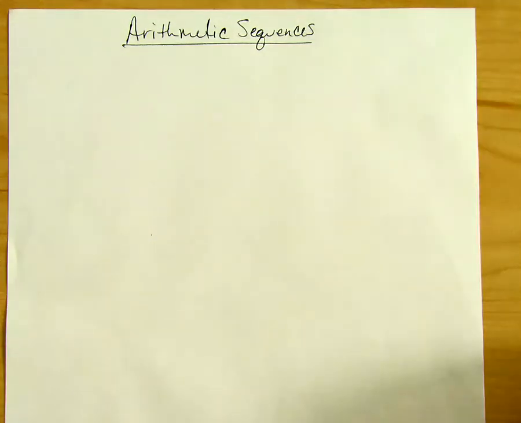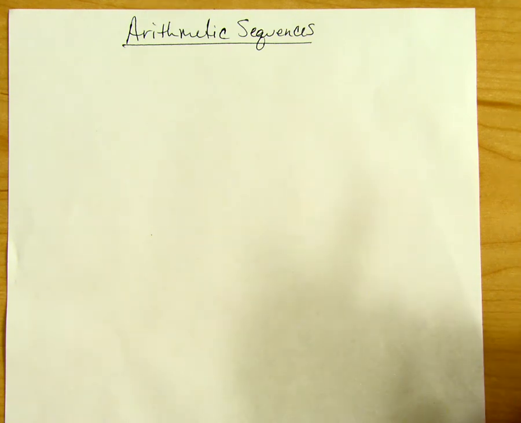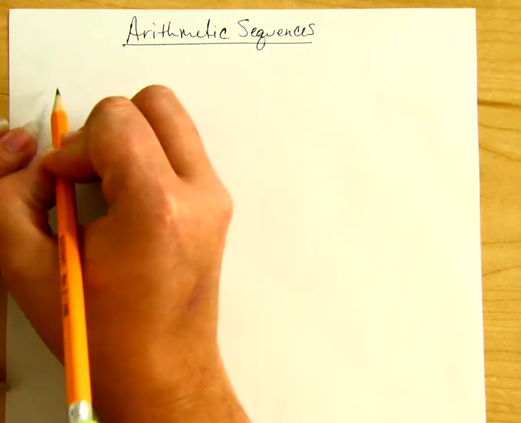Today we're going to talk about arithmetic sequences. Arithmetic sequences are a sequence of numbers, and a sequence is a set of numbers, and those numbers are called the terms of the sequence. For it to be an arithmetic sequence, the difference between successive terms is constant. So the difference has to be constant. So I'm going to give you an example of an arithmetic sequence.